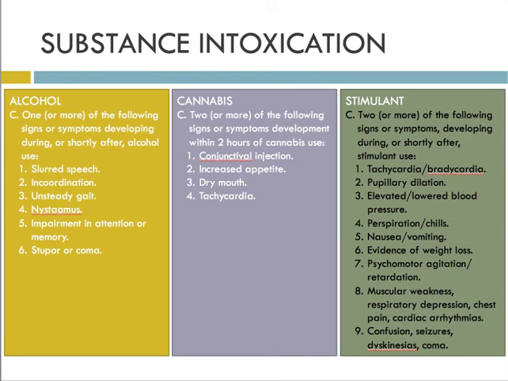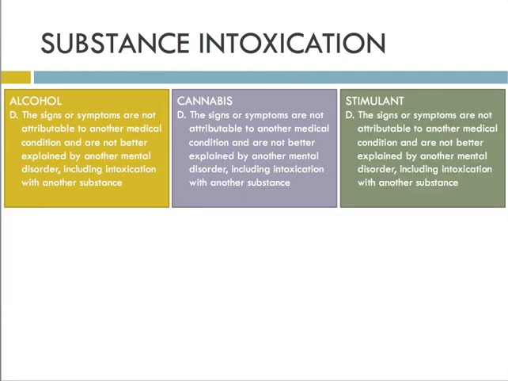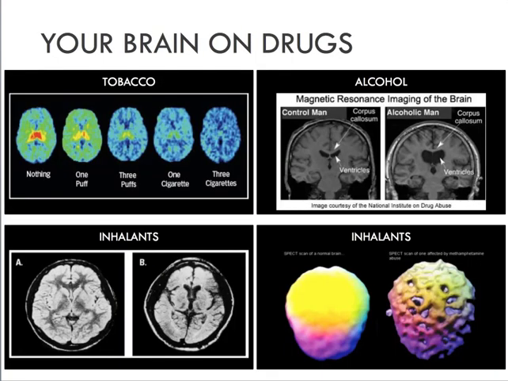Finally, for stimulants, people have to experience 2 or more of tachycardia, pupillary dilation, elevated or lowered blood pressure, perspiration or chills, nausea or vomiting, evidence of weight loss with chronic use, psychomotor agitation or retardation, muscular weakness, respiratory depression, chest pain, or cardiac arrhythmias, and confusion, seizures, dyskinesias, or coma. And for all 3, criterion D is identical.